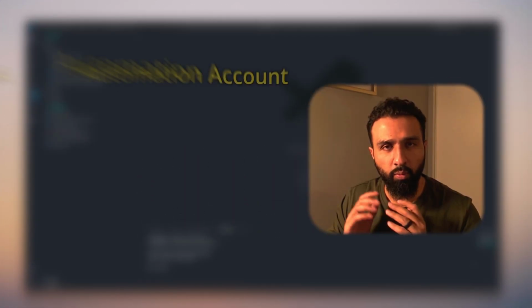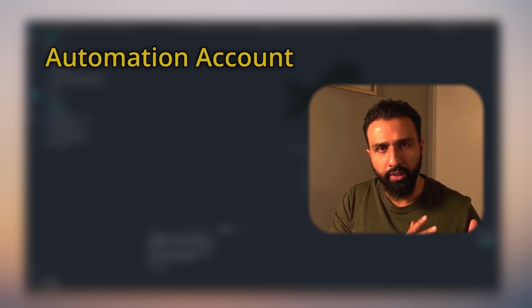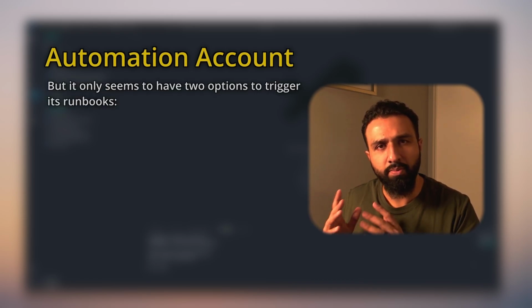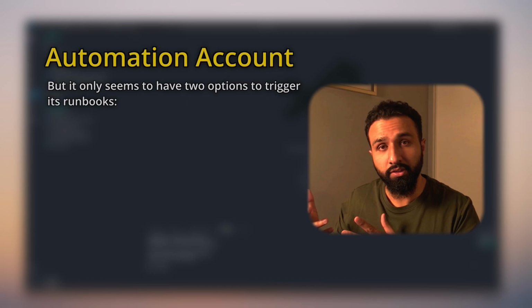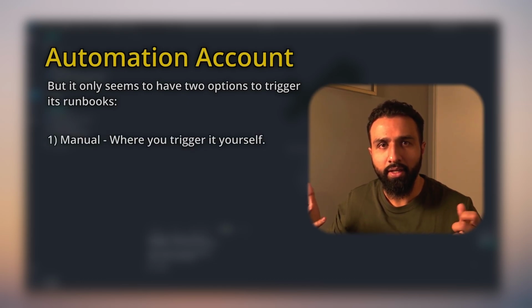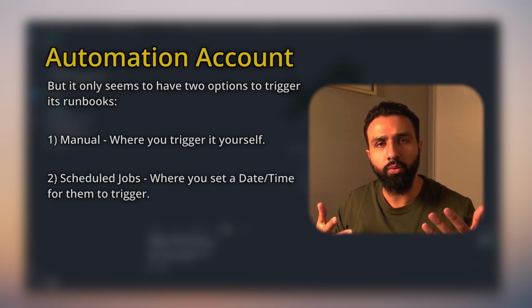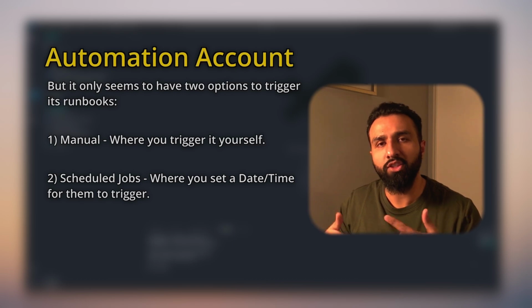Hey, what's going on? Want to automate, particularly with automation account. By default, automation account only seems to be working with two different kinds of triggers. Manual, as the name implies, is when you click run, or on a schedule where you set a date and time and that's when it will trigger.